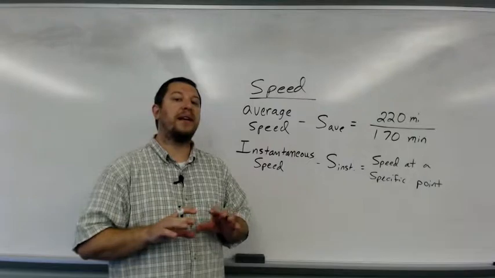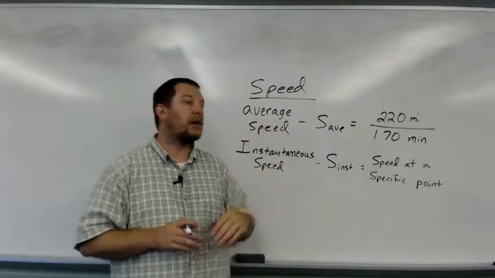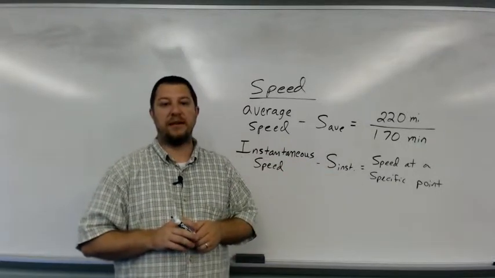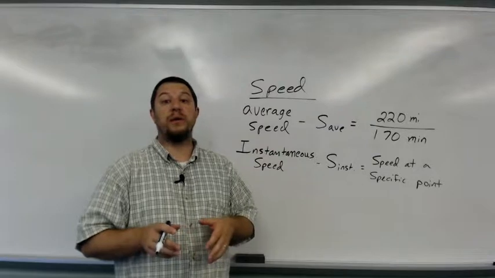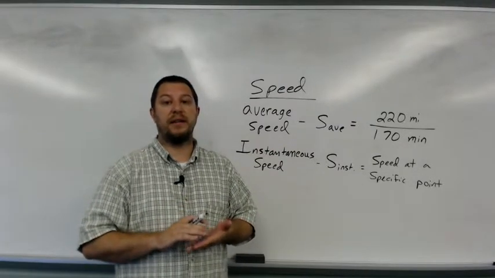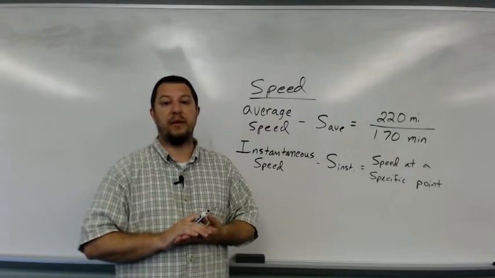Now we don't really have a nice formula the way we do for average speed, distance over time. We just say that this is the exact speed you're going at a specific instant. So in the next video, we're going to explore velocity, and we're going to define what average velocity is and what instantaneous velocity is, as well as define what acceleration is.